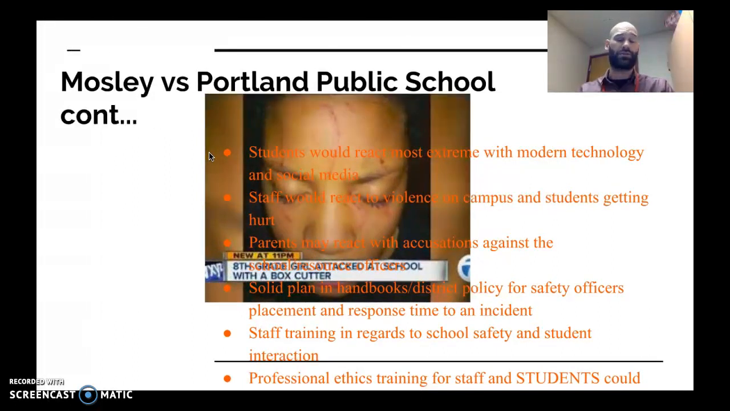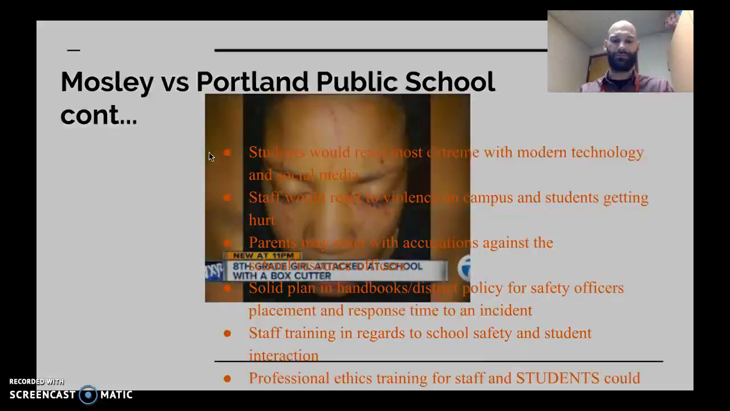In this case, in our school, I think that most students and staff would react with pretty shock and horror because of something so violent being done to another student. And of course, it would be everywhere almost in an instant with modern technology. I think parents would react with accusations going both directions, some against the school, some against the students, some against the resource officers. It would be something to navigate after the incident. I think staff training and security training would be necessary, keeping all laws in mind when handling students and having to use physical restraint against a student.